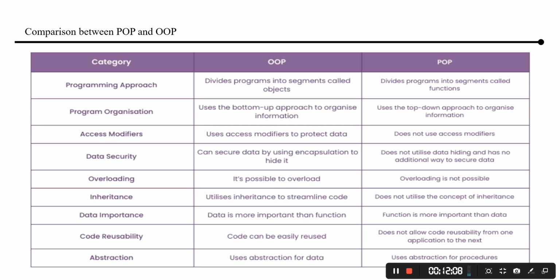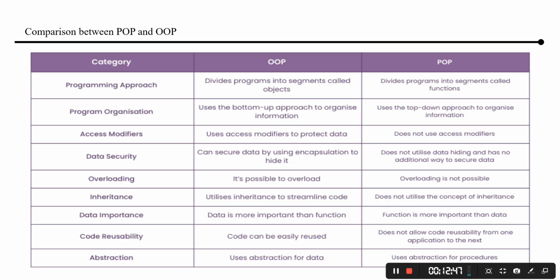Coming to the data security, object-oriented programming secures the data by using encapsulation to hide the data. And of course, procedure-oriented programming does not use any data hiding, and there are no additional ways to secure the data. Overloading. So in the object-oriented programming concept, it is possible to overload, and here in the procedure-oriented programming, overloading is not possible. Inheritance. It utilizes inheritance to streamline the code, and of course, procedure-oriented programming does not utilize the concept of inheritance.